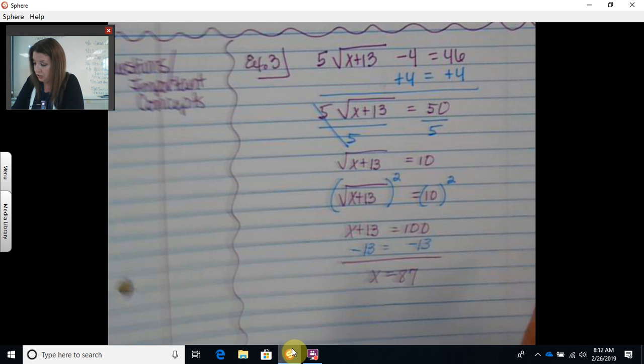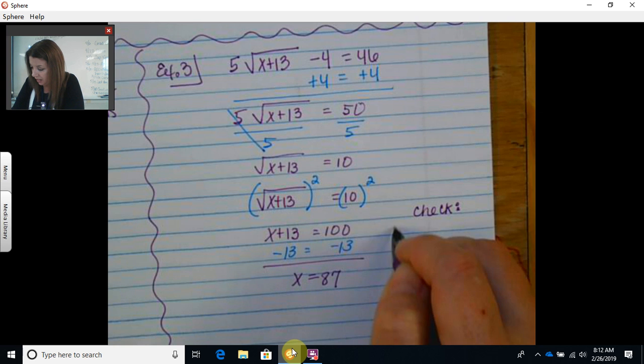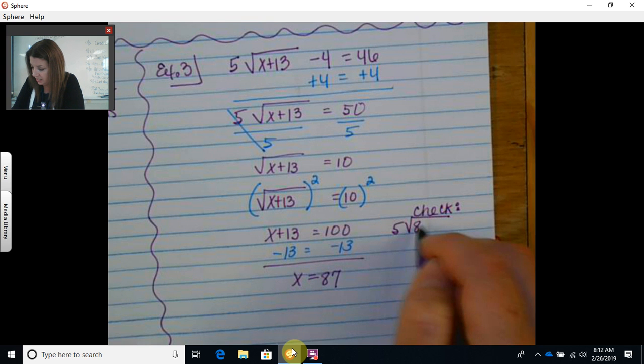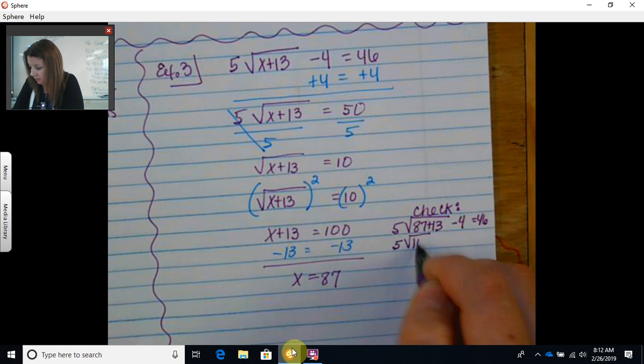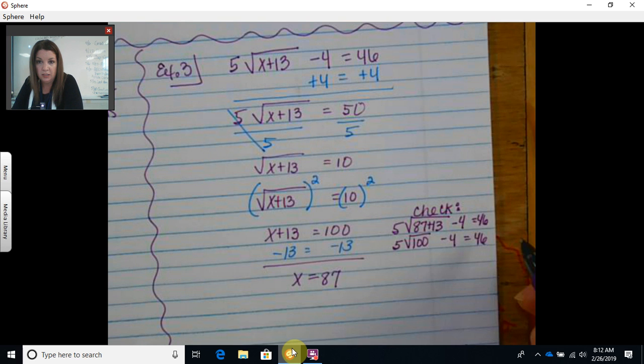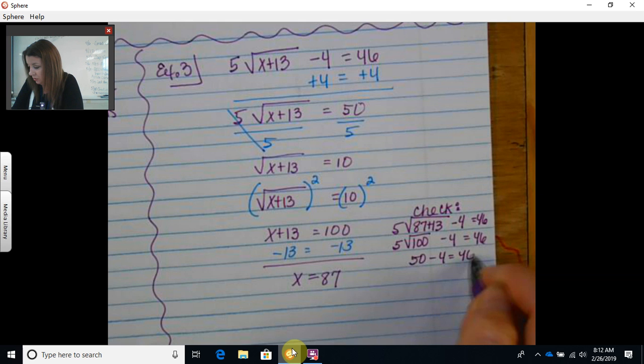Let me just check it real quick. So that would be 5 times the square root of 87 plus 13 minus 4 equals 46. What is 87 plus 13? So 5 times the square root of 100 minus 4 equals 46. So square root of 100, 10 times the 5 that's already outside. So 50 minus 4 equals 46. Is this a true statement? Yes.